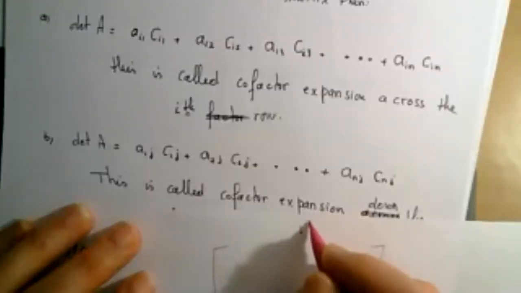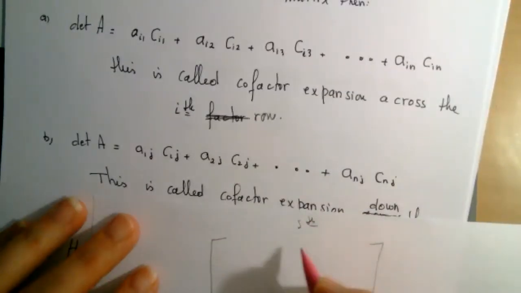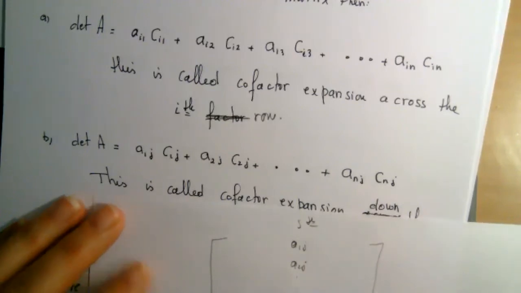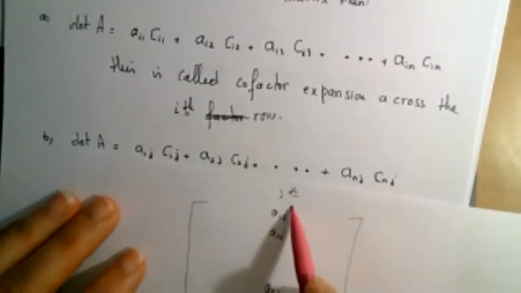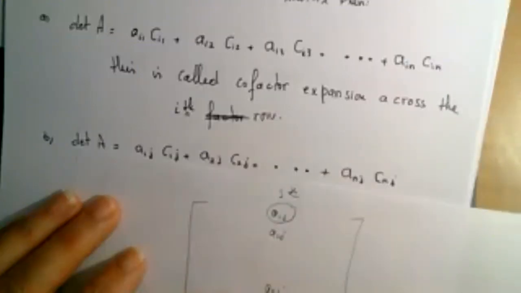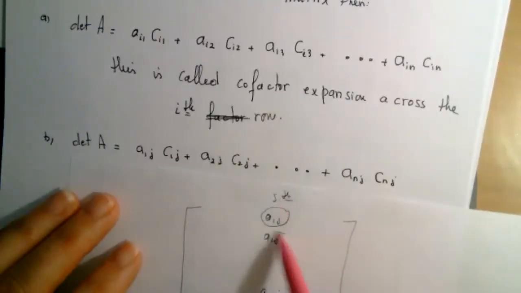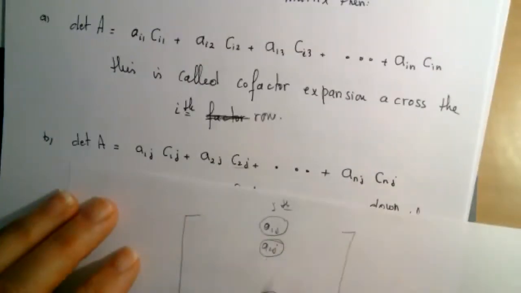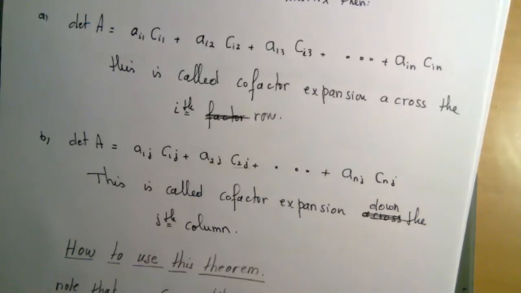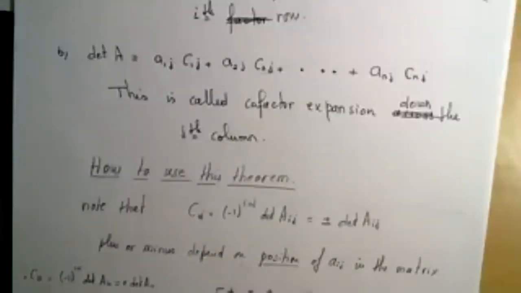So this is my jth column. The terms are going to be A1j, A2j, Anj. And it's going to tell me the following. You can take this term times this cofactor that I'm going to talk about in a second, plus this term times this cofactor, etc., plus that term times the cofactor. And we call this cofactor expansion down the jth column. So how to use the theorem?